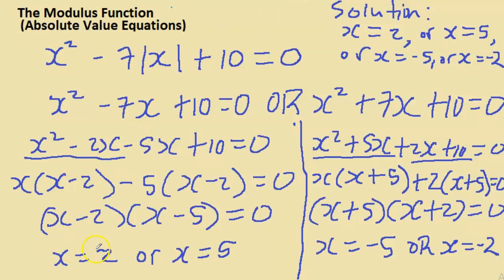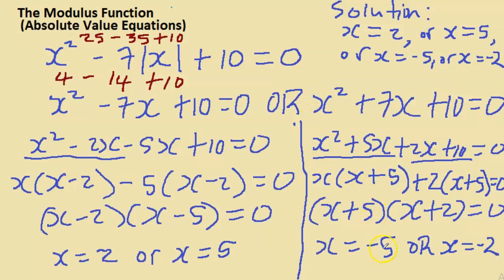If x is 2, then 2 squared would be 4. If x is 2, minus 7 times 2, that would be minus 14 plus 10. What will that give me? 4 plus 10, that's 14. 14 take away 14, that's 0. So it gives me 0, which satisfies the equation. If x is 5, what you'll have is 5 squared, which is 25, minus 7 times 5, which is negative 35, plus 10. And 10 and 25 give me 35. 35 take away 35, which is 0.